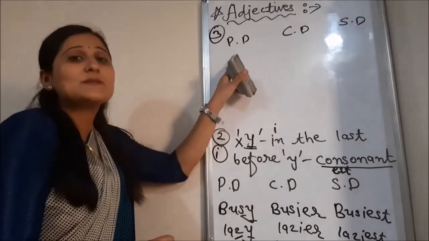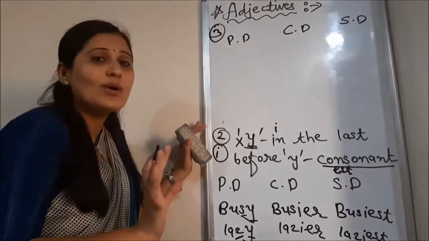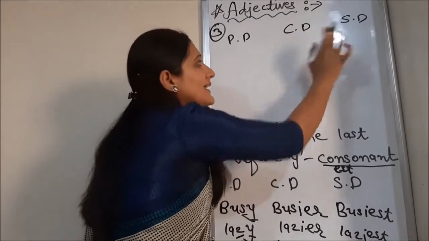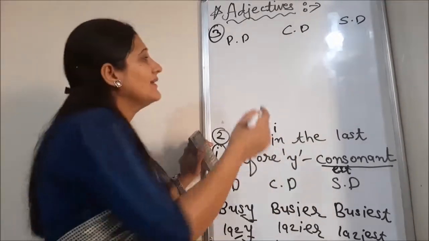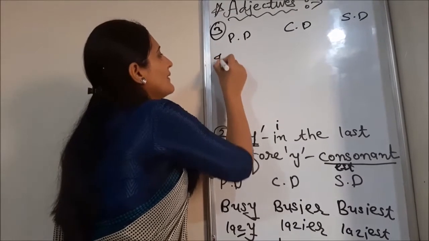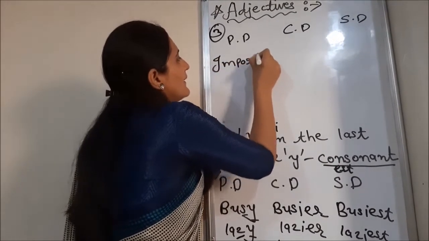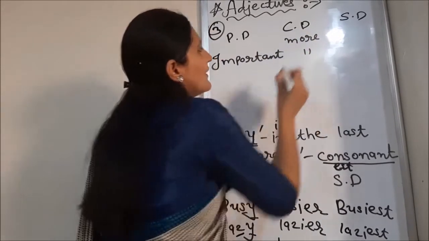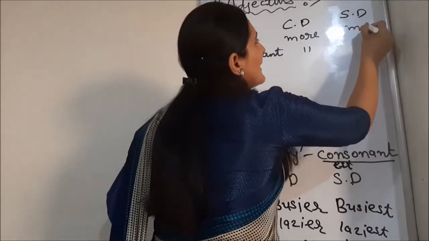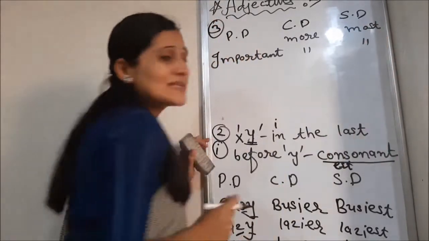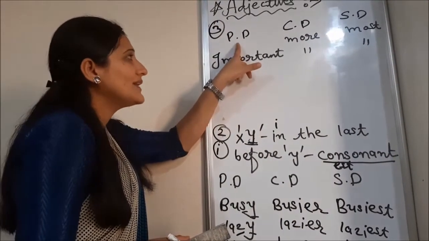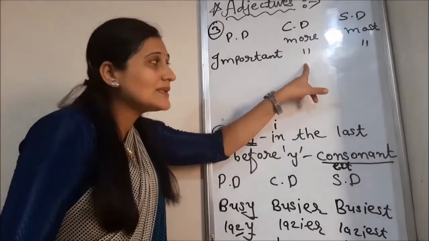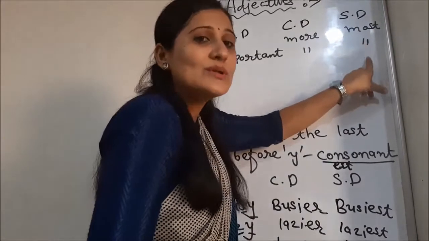See, if the spelling is long in the adjective, I have discussed this in all 3 degrees when I explained, right? So only what to add? For example, important. Here we have to write more important, and here we have to write most important. In positive degree we write important, in comparative more important, and in superlative most important.